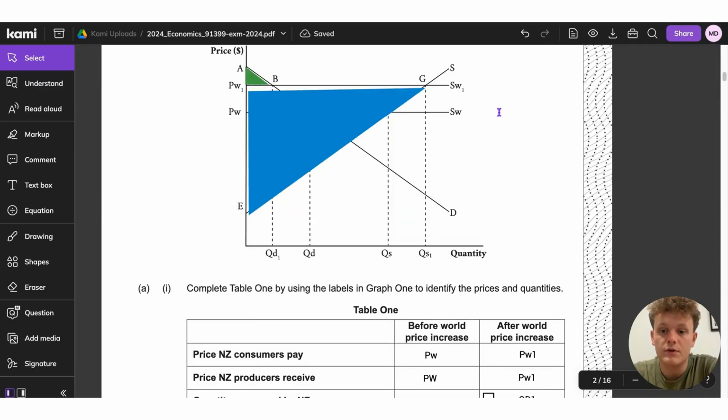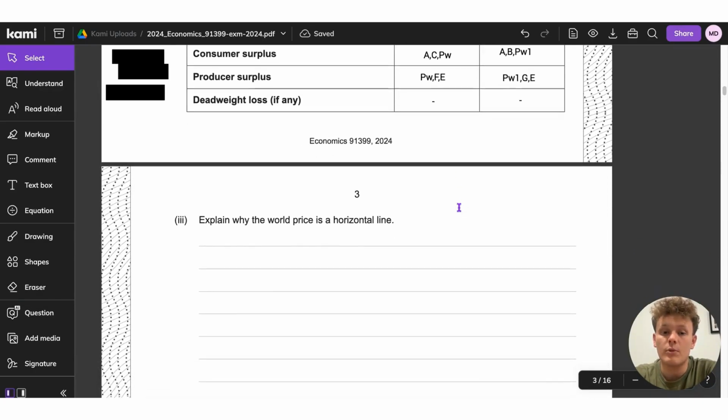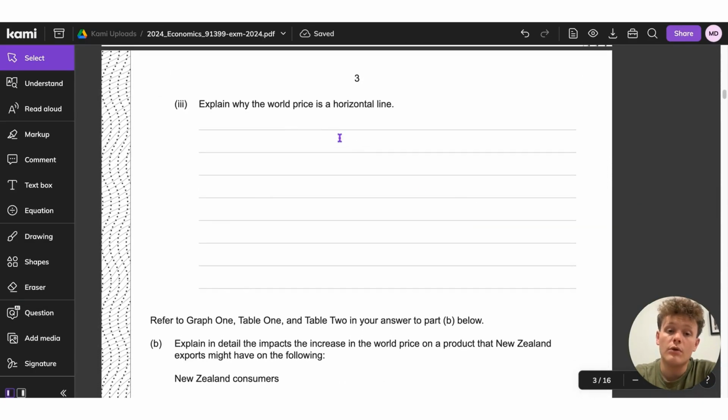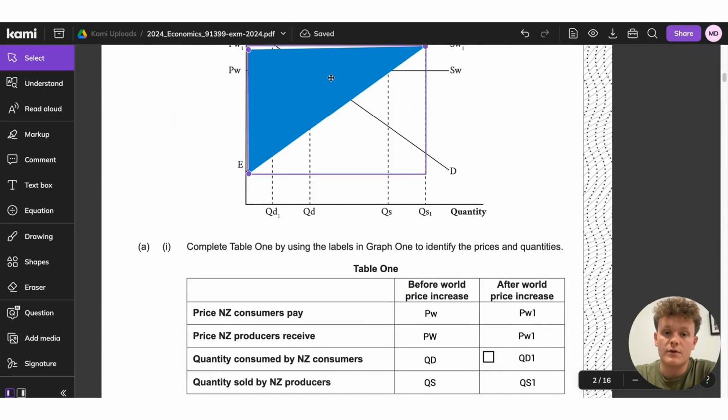Explain why the world price is a horizontal line. The world price is horizontal because New Zealand is a price taker, which means we must accept the world price. We're too small for our changes in supply and demand in our local market to influence the world price. Therefore, we must accept whatever the global market demand and market supply equilibrium is, and then that comes across onto our individual country graph as a horizontal line where we can identify the QD and the QS at that particular price.